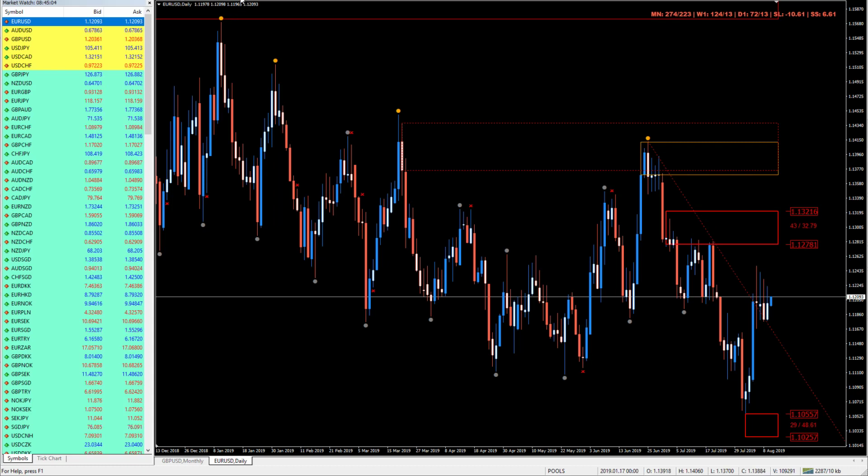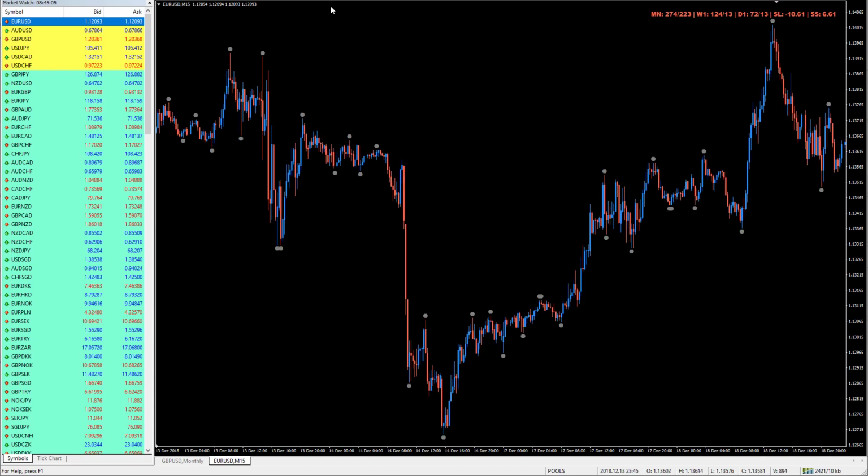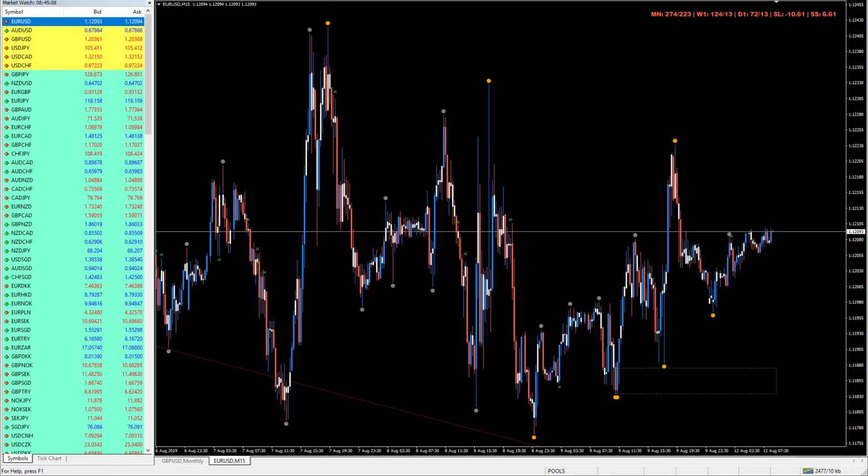If we have a look at the small time frames, let's have a look at the 15-minute chart, because I know a lot of you guys are looking there.